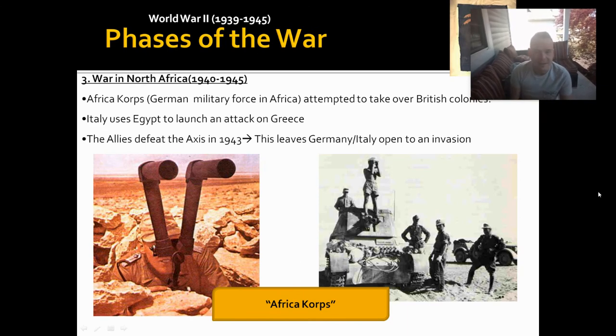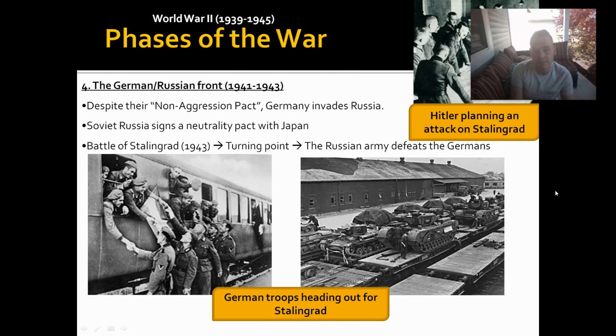In Africa, for instance, Germany is still motivated by imperialism, and they're picking fights with the British over their colonies and the French over their colonies. But ultimately, by 1943, the war in Africa is over, and the Allies have the upper hand. So by 1943, Hitler is losing his momentum. He's still got a lot of territory, but he's losing his momentum.